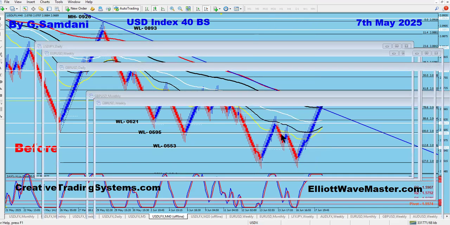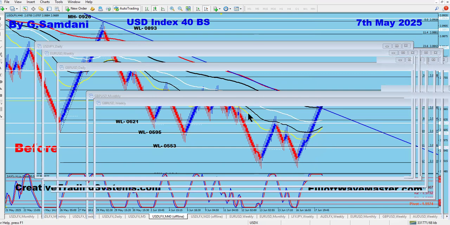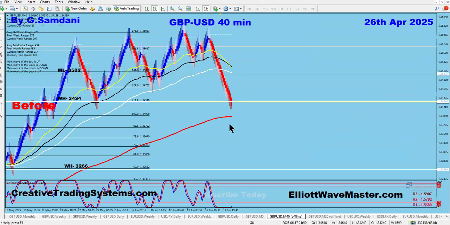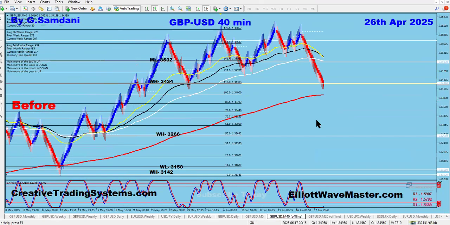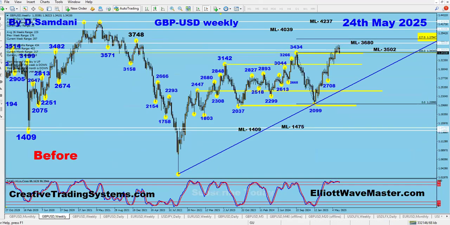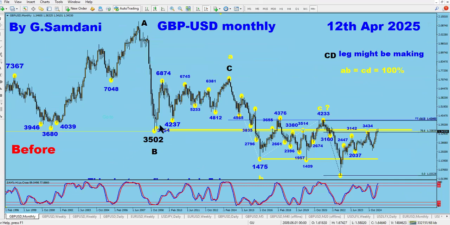GBP/USD, what we're expecting. I want to show you that big number, 3502, on the monthly chart. This is the number, right? Huge number. For the longest time, I was expecting that we would go up and hit that number, and finally we did. So the question is, are we going to go above it or are we going to drop?